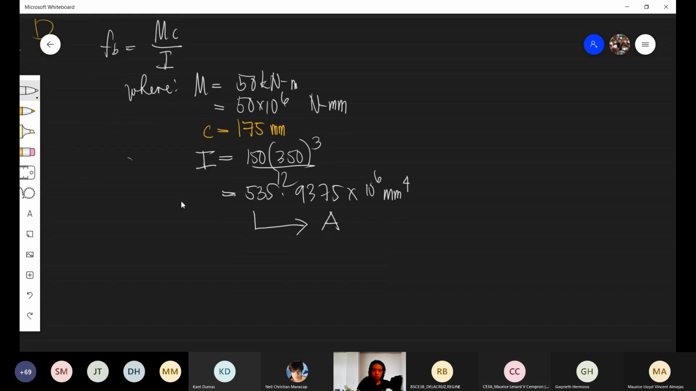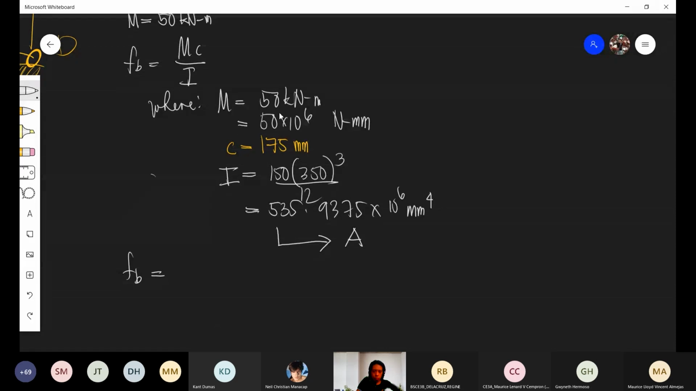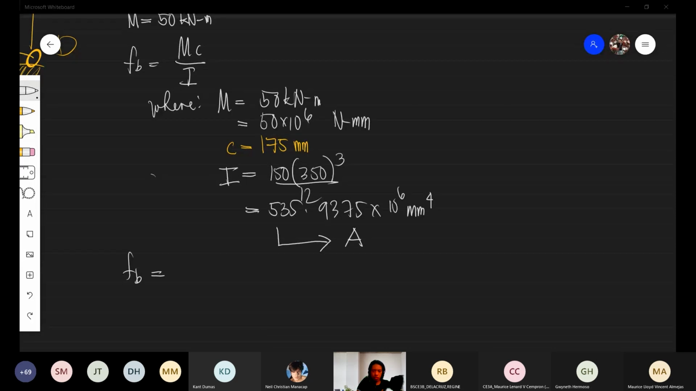Okay, so these are the values that we need: the value of M, the value of C, the value of I. So your FB here is equal to, everything is given now, direct substitution. Your moment is 50 times 10 raised to 6, times your C which is 175, divided by your I, which I have stored at A. That is equal to 16.3265.